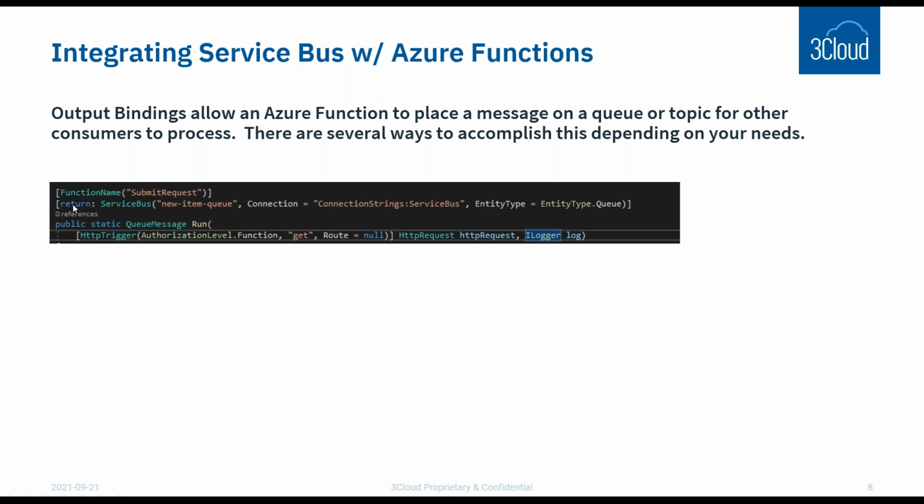So in that way, you just add the attribute return, and then service bus, you specify the queue name. Again, the connection string name from your properties, and then the entity type. I've used entity type queue in this example. And then when you do this, you want the return type of your Azure function to be, like I have it set here, queue message, which is my custom class for a queue message.